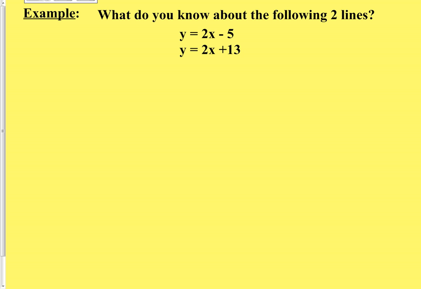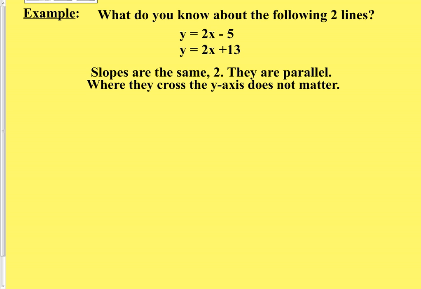What do you know about the following two lines? Well, first off, their slope values are the same. And we know that because we look at the coefficient in front of x when we're in slope-intercept form, and that is our slope. So in this case, we have two lines that both have the same slope, which would be 2 over 1. If the slope values are the same, that means the lines are parallel. So that's what you would know about these two lines.